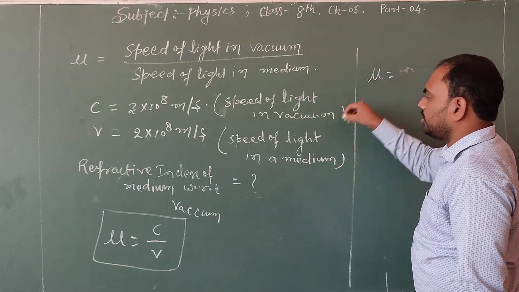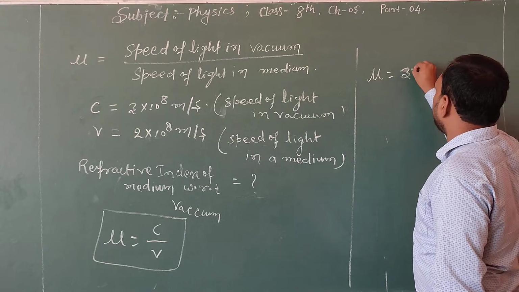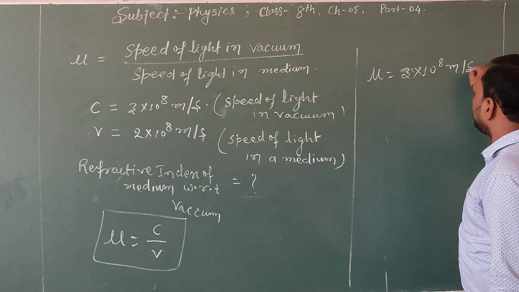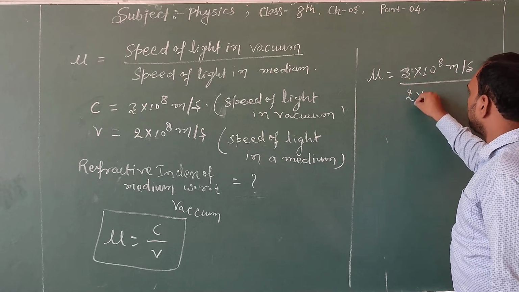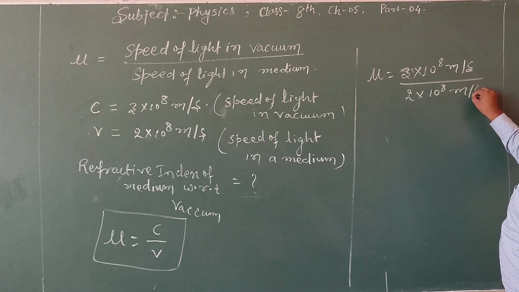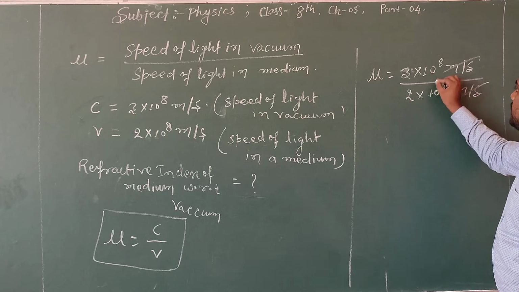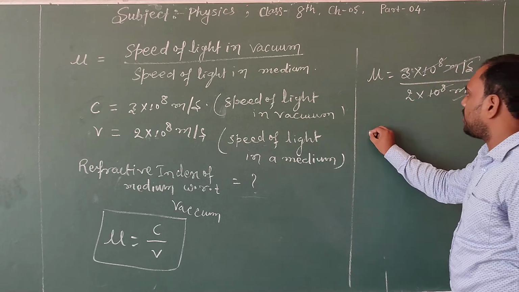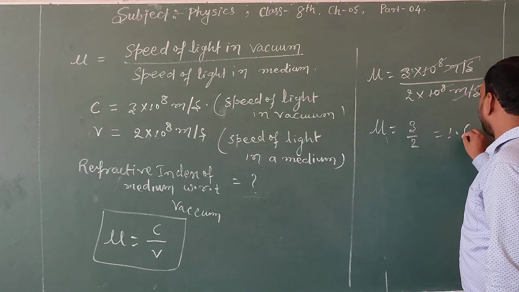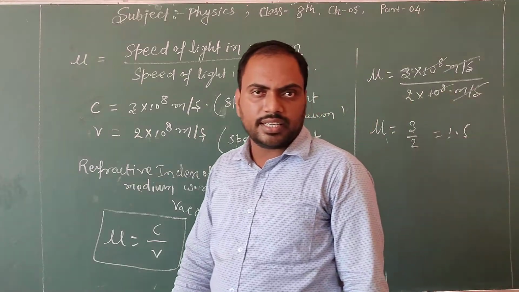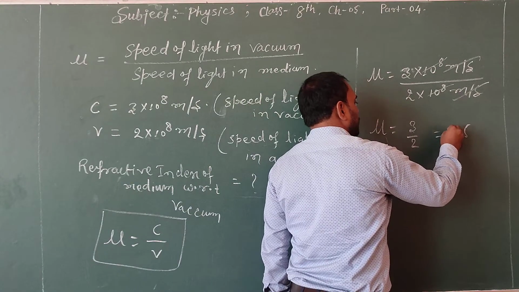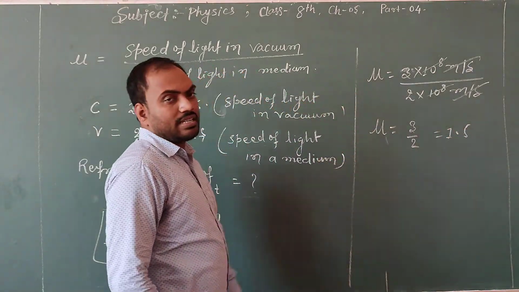Mu will be equal to C, where C is 3 into 10 raised to power 8 meter per second, and V has the value 2 into 10 raised to power 8 meter per second. Meter per second will cancel out, and 10 raised to power 8 will cancel out. Mu will be equal to 3 upon 2, that is 1.5. It is a unitless quantity as it is a ratio; the meter per second cancels out.